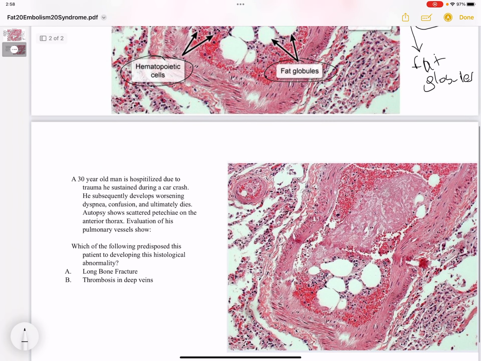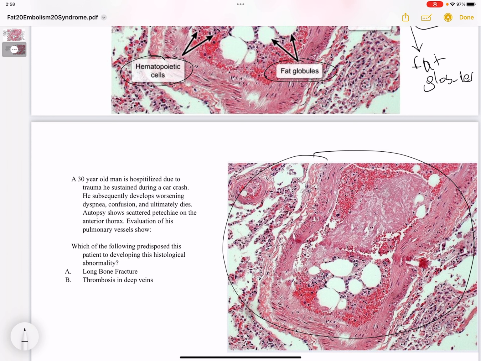Now let's do a question. A 30-year-old man is hospitalized due to trauma he sustained during a car crash. He subsequently develops worsening dyspnea, confusion, and ultimately dies. Autopsy shows scattered petechia on the anterior thorax. Evaluation of his pulmonary vessel shows this histological image. Which of the following predisposed this patient to developing this histological abnormality?